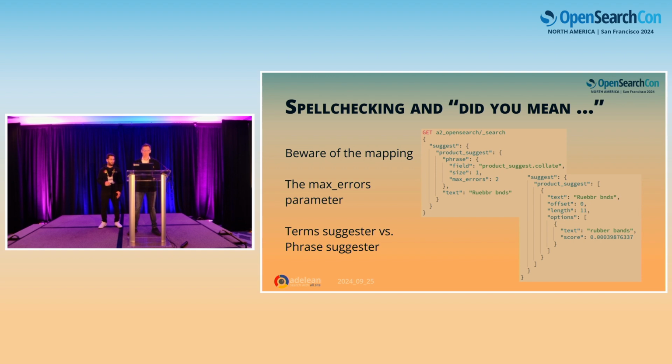Okay, so I talked about did you mean, and the things that you should take care of are the max error parameters that you see there in the query, and also the differences between term suggester and phrase suggester.